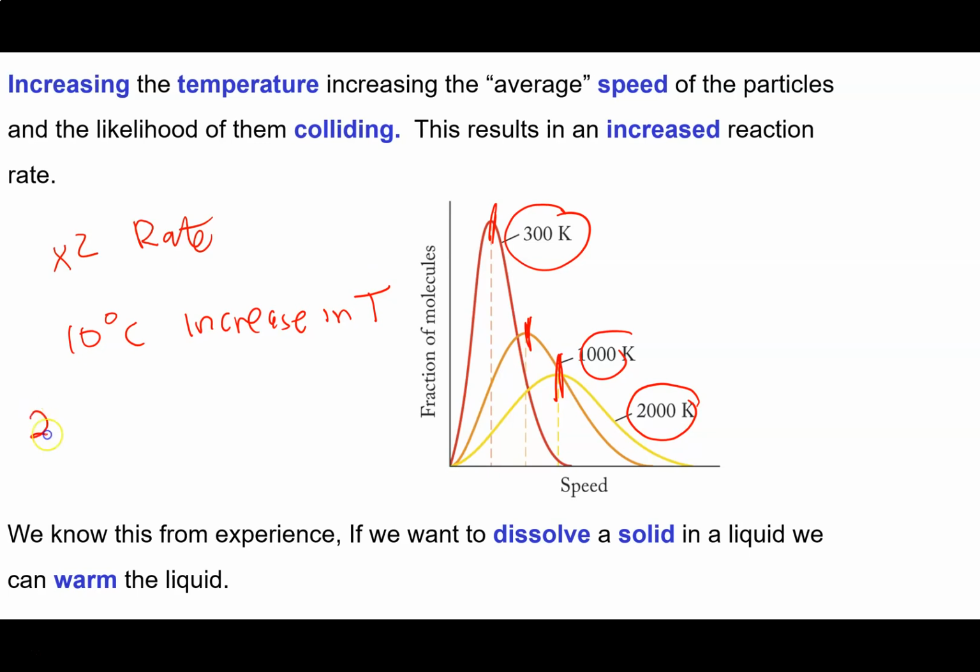So if we go from room temperature doing our reaction all the way up to 100 degrees Celsius, you can see that we're going to double the rate about 8 times. So that's going to be a significant impact on the rate of a chemical reaction.